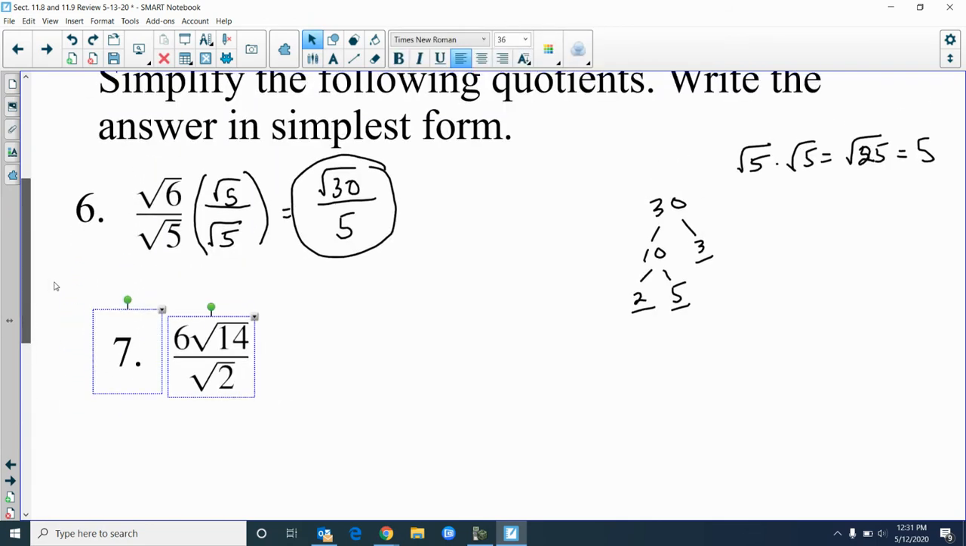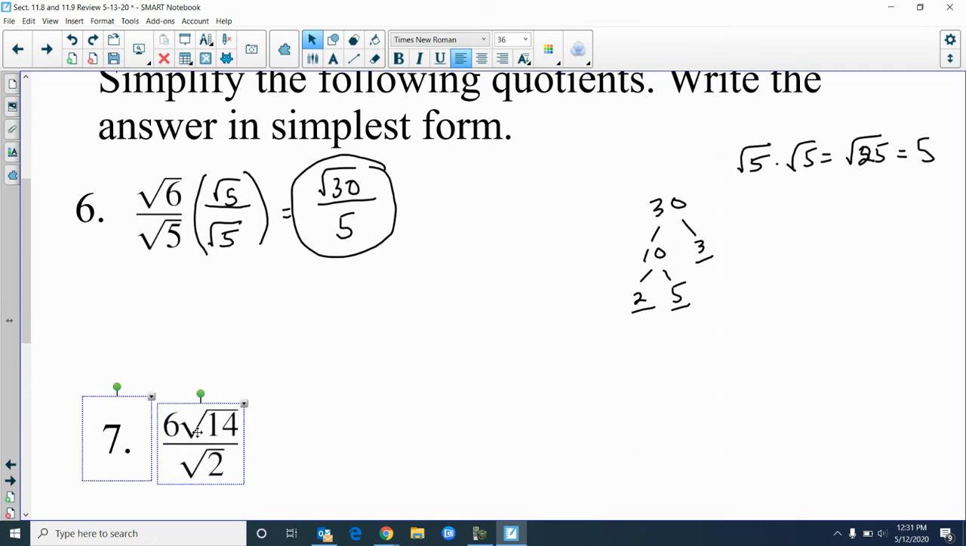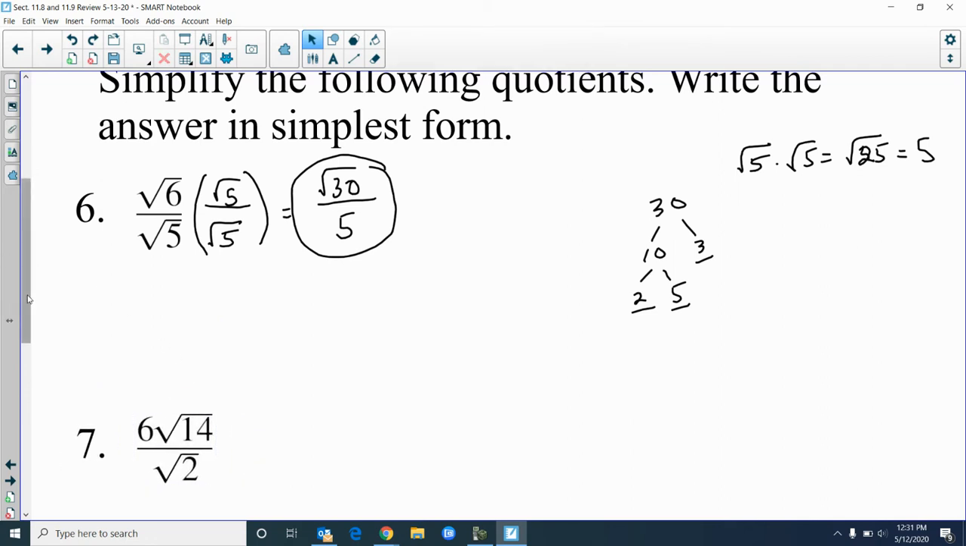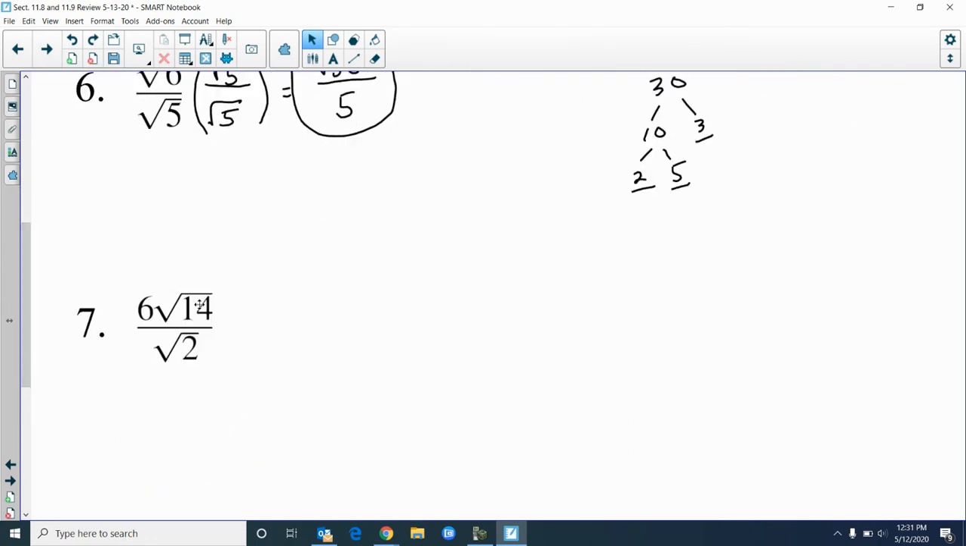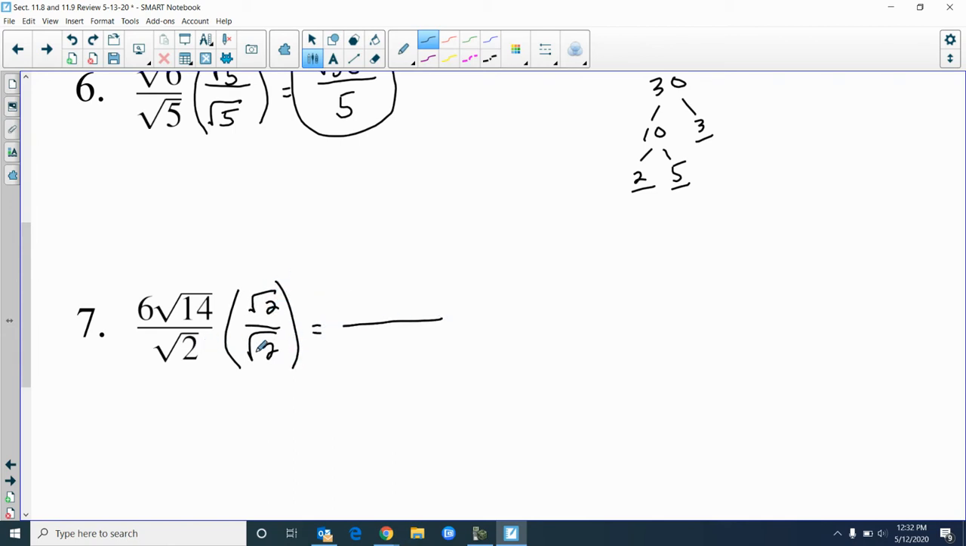All right, number 7 here. 6 square root of 14 over square root of 2. I'm going to multiply top and bottom by square root of 2. Well, square root of 2 times square root of 2 is just 2. This becomes 6 square root of 28. 14 times 2 is 28.